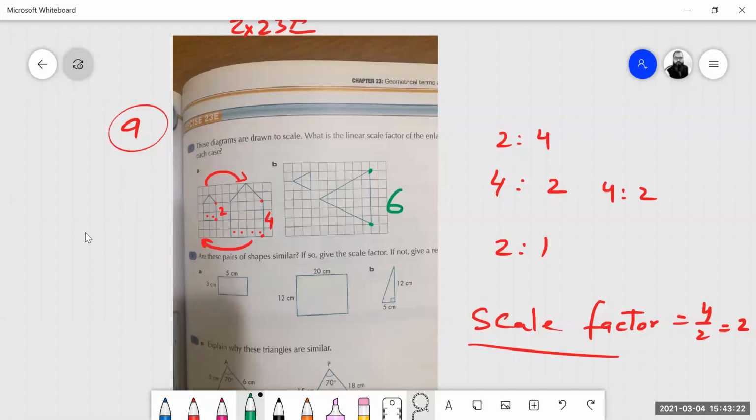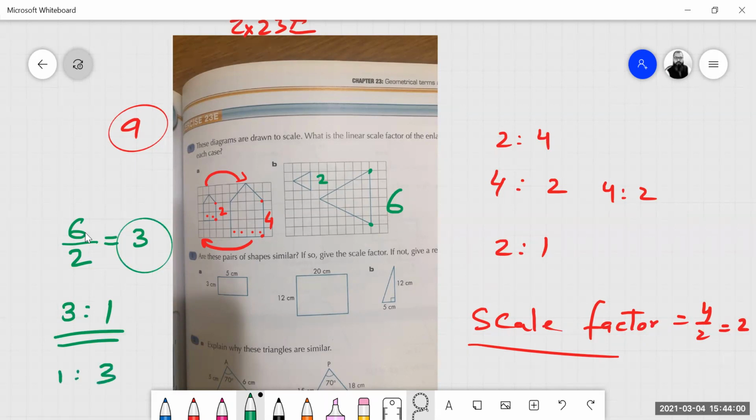The length is 6 in total. How many boxes are in it? 6. And here 2. So what will be the scale factor? 6 divided by 2 equals 3, or 3:1. 3 is the scale factor and the ratio is 3 and 1, or 1:3, same.